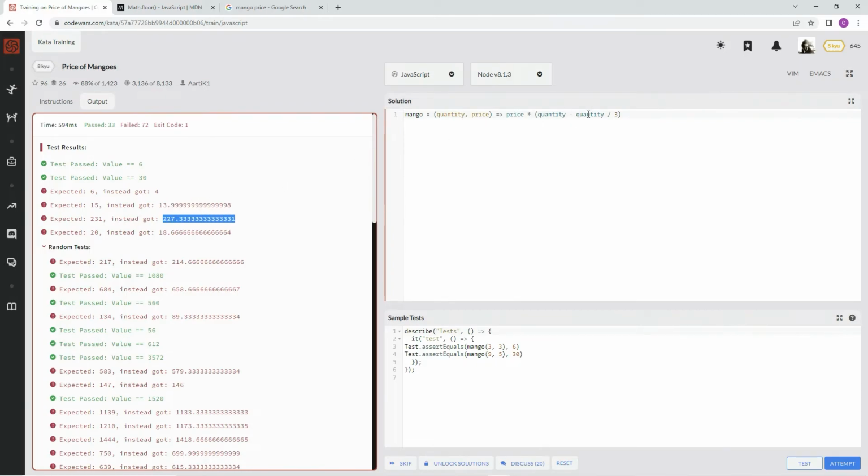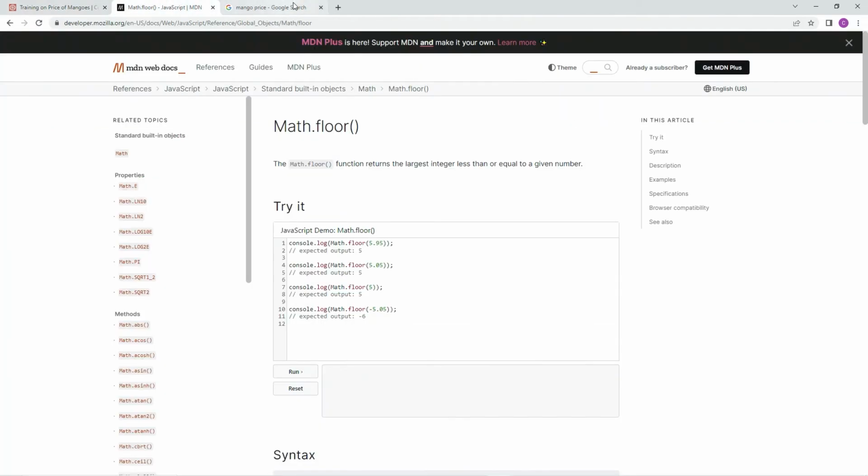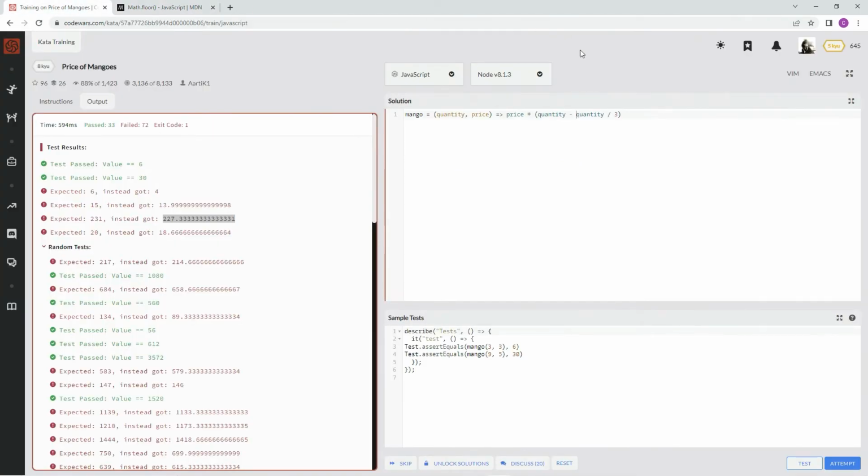So to get rid of that, all we got to do is use this math.floor right here, which the math.floor function returns the largest integer less than or equal to a given number. So 5.95 is 5, 5.05 is 5, 5 is 5, and then 5.05 is 6, you know. We know how negatives work, so I don't think I need to explain that.